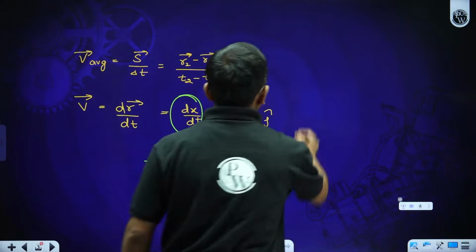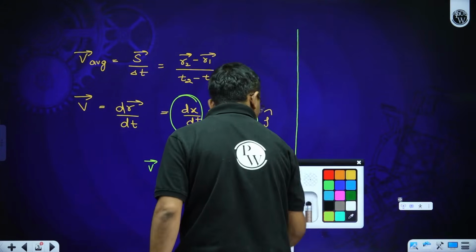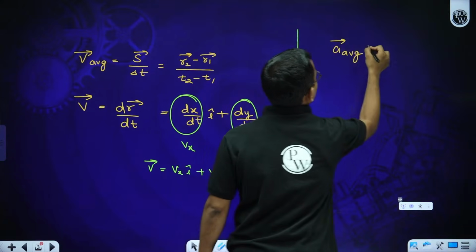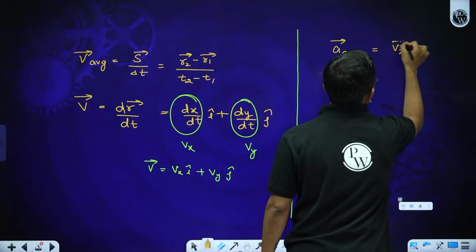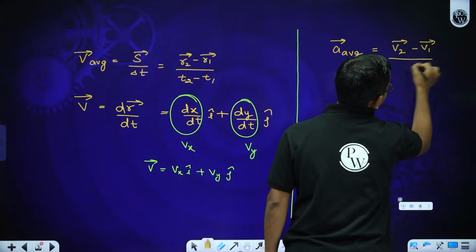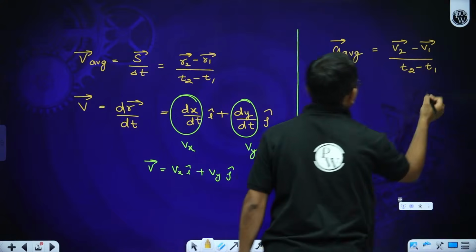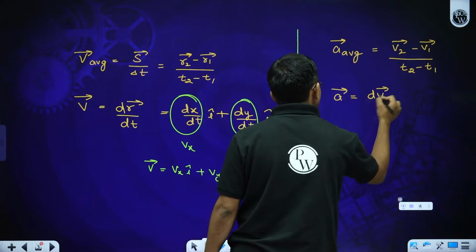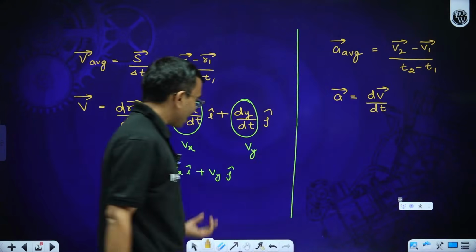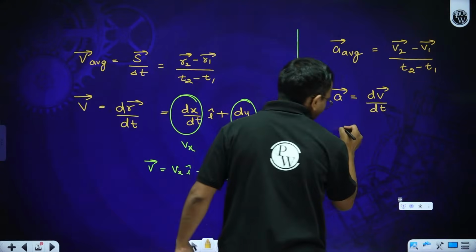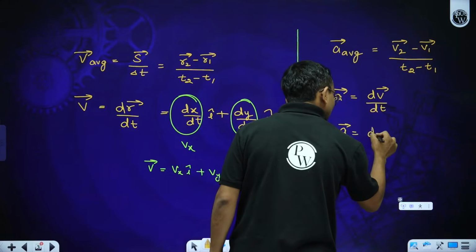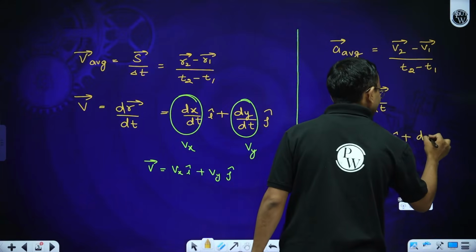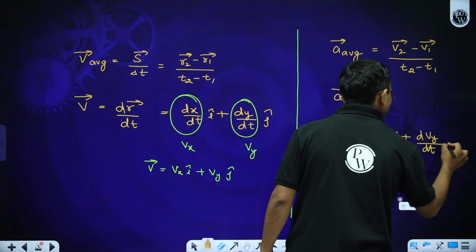Now, if I talk about average acceleration, it is equal to change in velocity: v2 minus v1 divided by t2 minus t1. If I talk about instantaneous acceleration, that will be dv by dt. v you can write as vx i cap plus vy j cap. If you put it here, your acceleration will become dvx by dt i cap plus dvy by dt j cap.